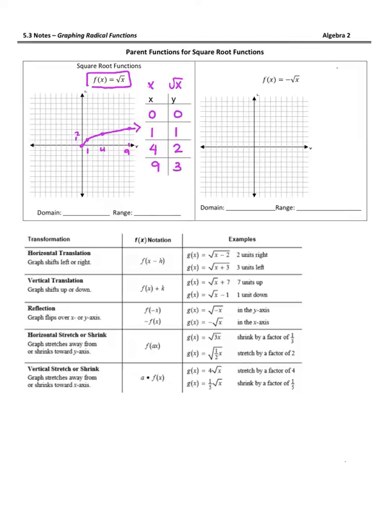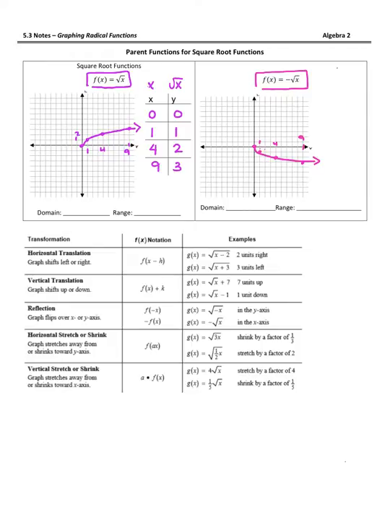If you're doing the negative version here, it's basically the same thing, but you're going to go over 1, down 1, over 4, down 2, over 9, down 3. And then it's the bottom half of a sideways parabola that we have. So you have the top branch and you have the bottom branch. Now we're going to go into doing all the transformations.